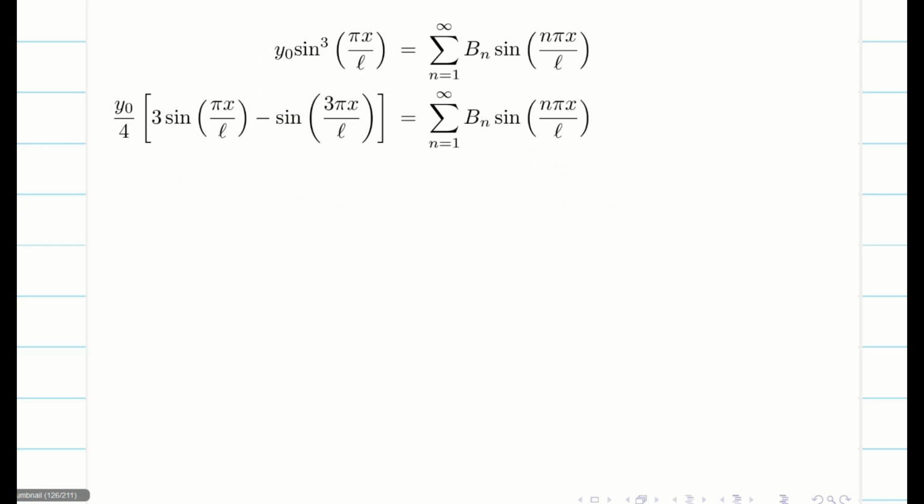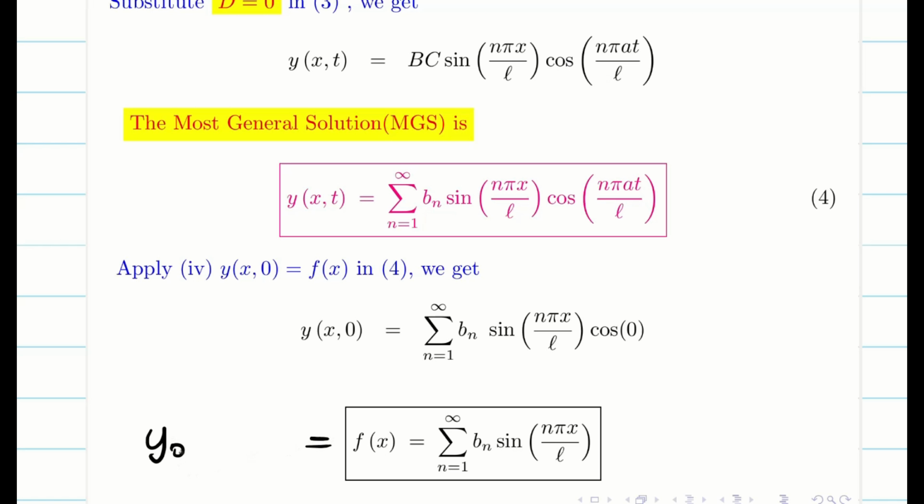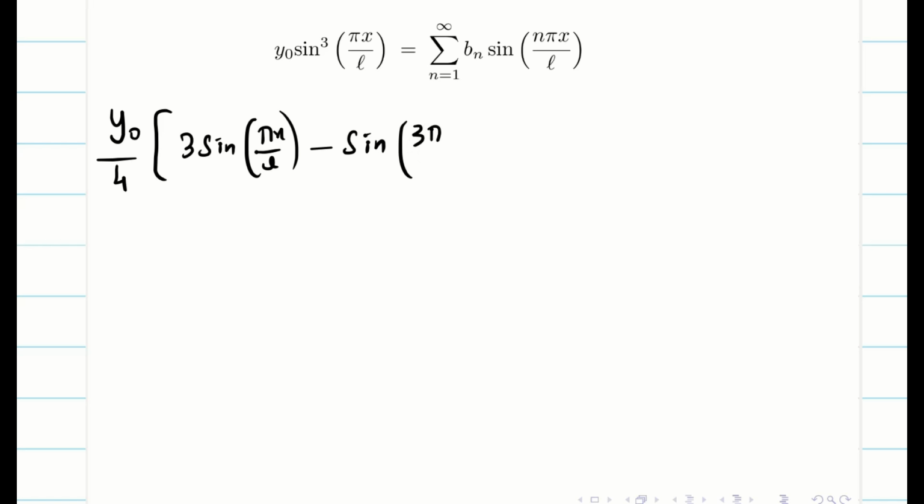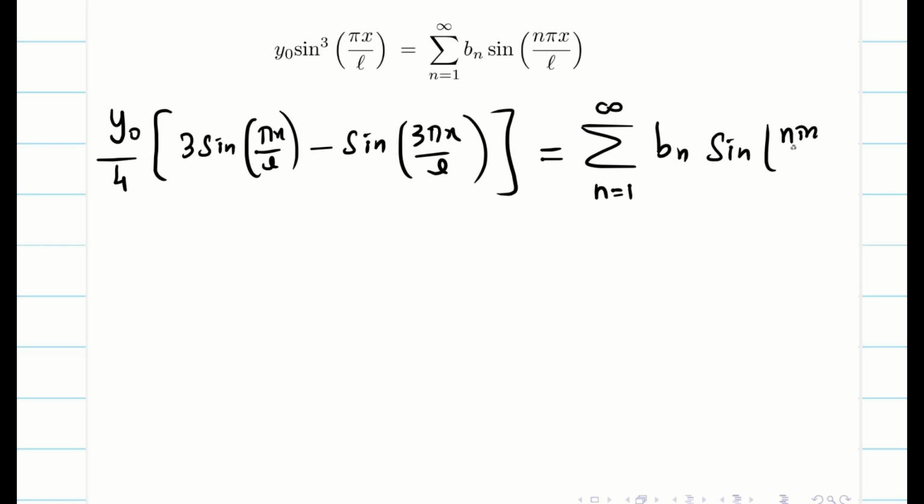That is my LHS. My RHS I am going to expand. Now my f of x is y naught sine cube pi x by L. Now applying the formula, we will be getting y naught by 4 into 3 sine pi x by L minus sine 3 pi x by L. Because of the formula, sine cube is equal to 1 by 4 into 3 sine theta minus sine 3 theta, and right hand side remains as usual, bn sine n pi x by L.